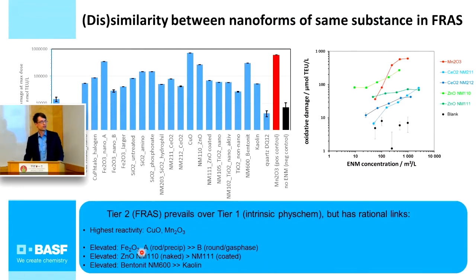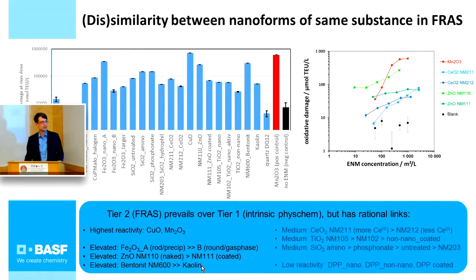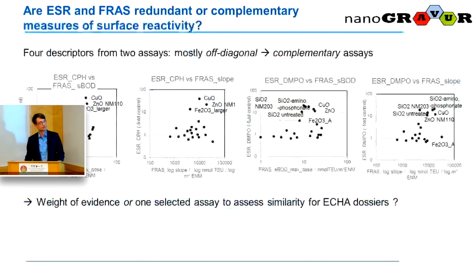So for instance, differences between different forms of iron oxide that are linked to the surface structure. We see that a coating of zinc oxide reduces reactivity. And we see differences that can be linked to the availability of reactive species on the surface. So that makes kind of sense.